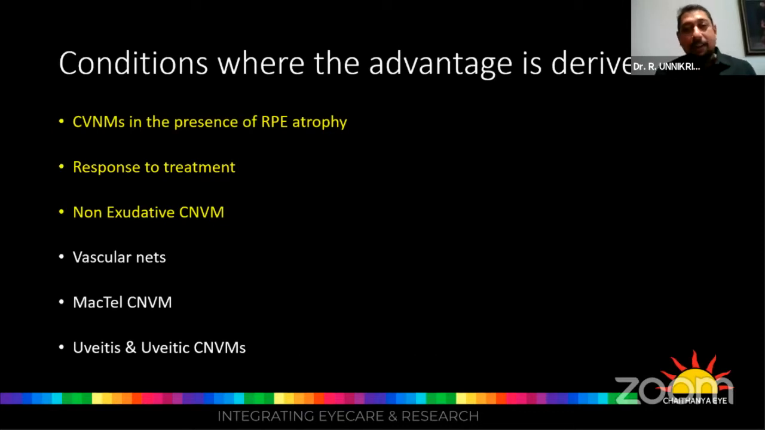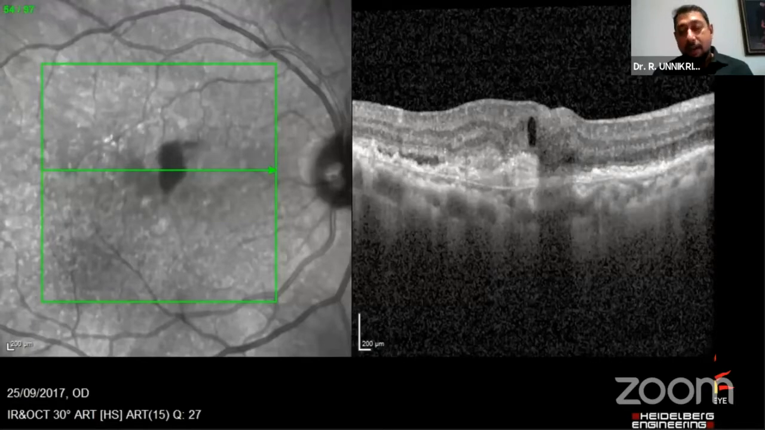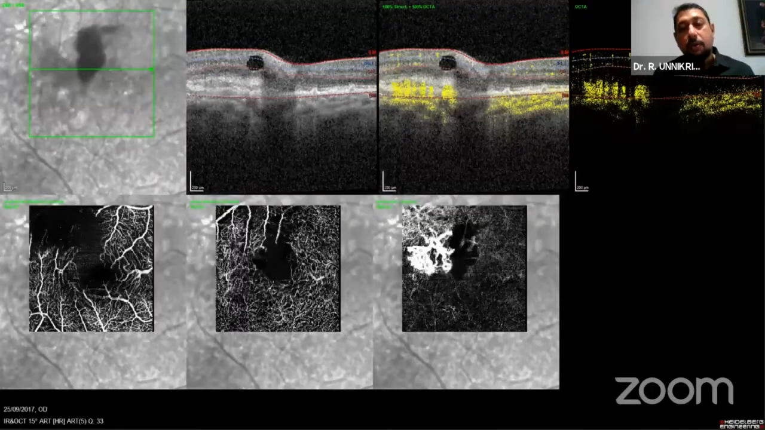So anyway, this is what I wanted to show in the pictures: that it's not just a research tool, and eventually we have to integrate research into our clinical practice. This is a picture of a CNVM, and you see the perfect vascularity of that membrane. Why do you need to see it? Because it guides your treatment, and you can assess regression also.